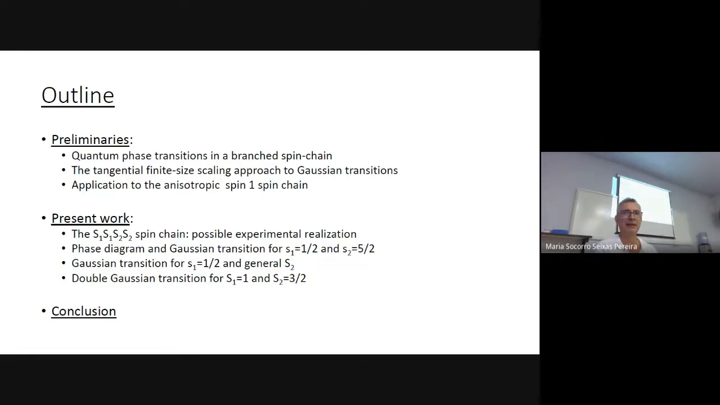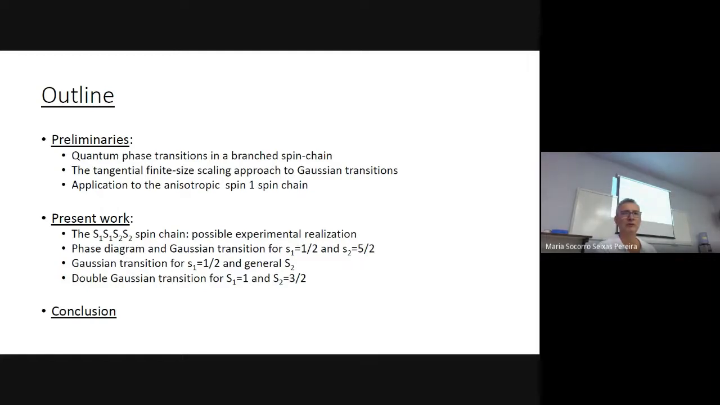Then I will also show another paper from the PhD thesis of Luan, where we detailed how this finite-size scaling analysis can be applied to this anisotropic spin-1 chain that has a line of Gaussian critical points. And we are going to compare our numerical results with the field theoretical predictions. In the second part of the talk, I will show you the work that is in progress now.